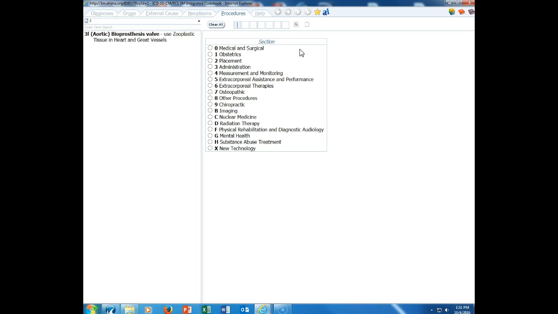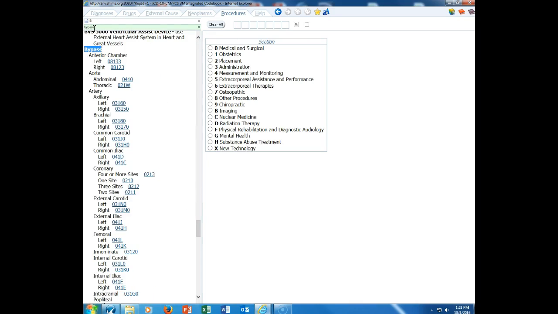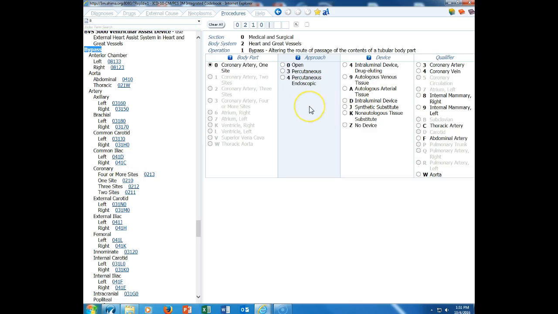We're then going to code the bypasses. And I can put bypass in the index and coronary. What we have to recognize with this code is that we have two distinct procedures. This coronary artery bypass grafting was done with an open procedure, and we used arterial tissue. In fact, the arterial tissue that was used is the left internal mammary artery.